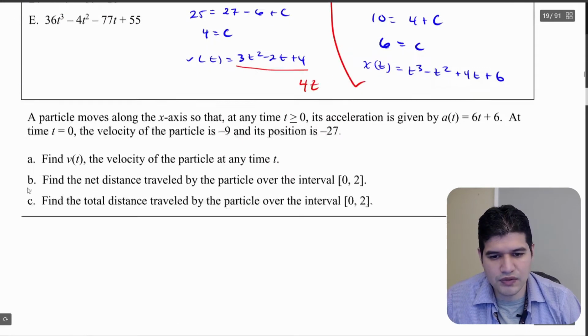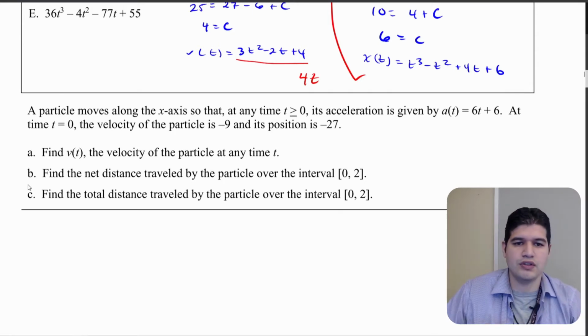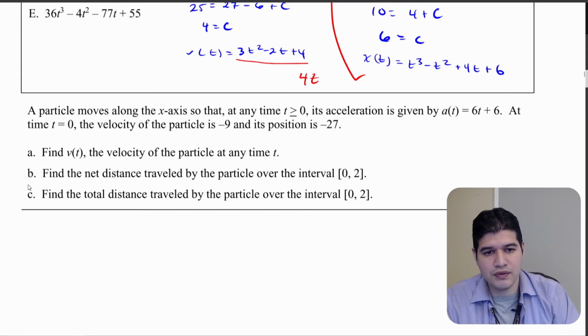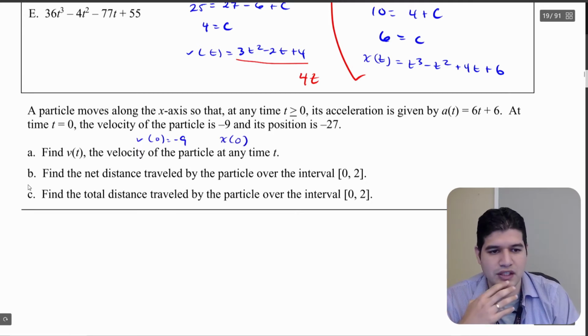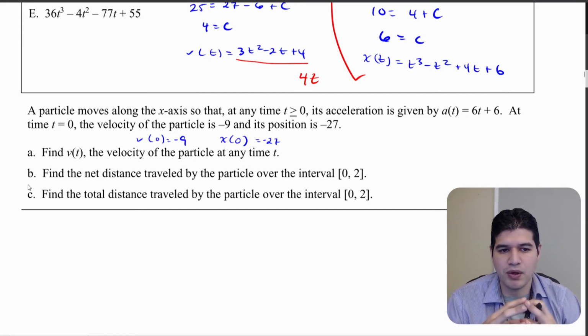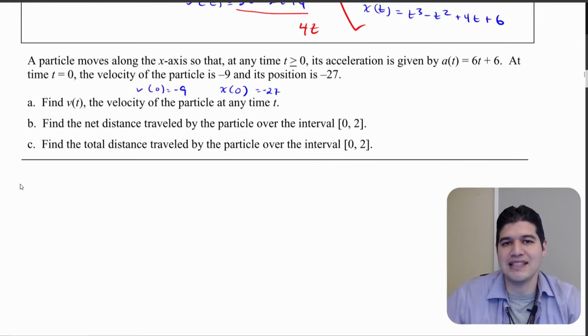Now let's move forward here, and this is going to be more of a free response question. Again, we have particles, we know what the acceleration is, and we know that at time t equals 0, the velocity is -9 and its position is -27. So v of 0 equals -9, and keeping the same notation from the earlier part of this video, x of 0 equals -27. We want to start by finding v of t, the velocity of the particle at any time t. That means we want that exact solution where we have that c filled in.